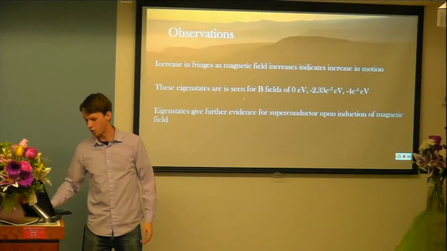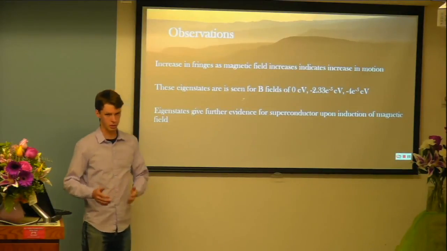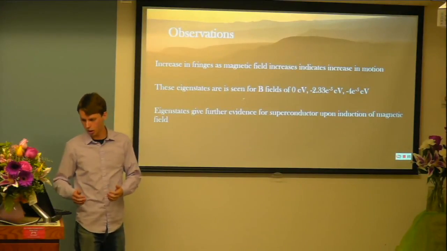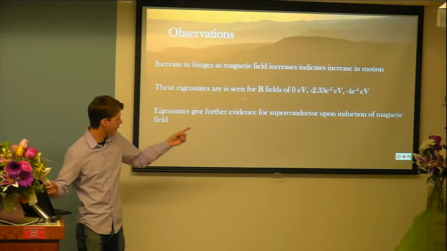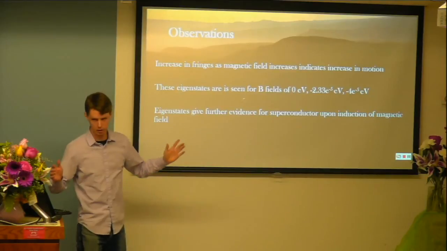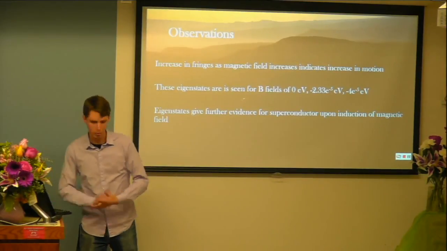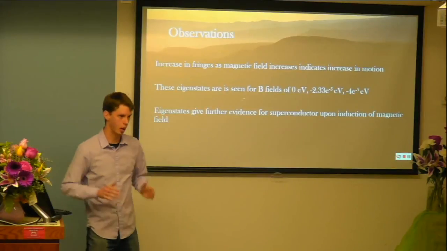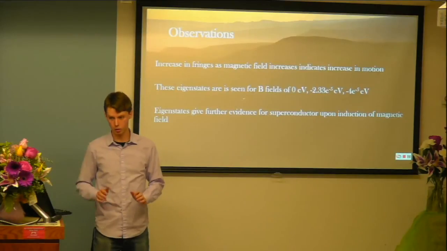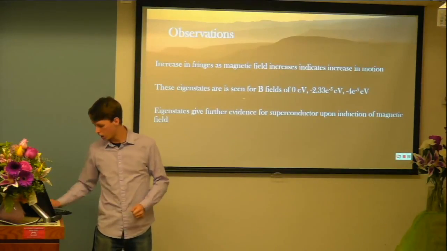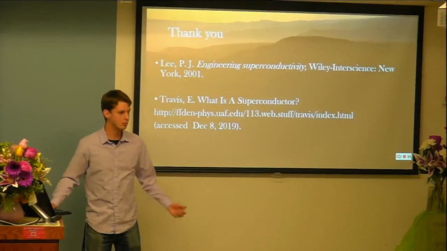And so observations, again, as the fringes increase, we just believe that there's an increase in motion, and there are the eigenstates, and my units are not quite great, but they're there, can't change anymore. And so basically what I took out of this is, upon induction of a magnetic field, it could lead us to believe that a superconductor could be formed under the right conditions, which I think is something that's very interesting. So thank you.